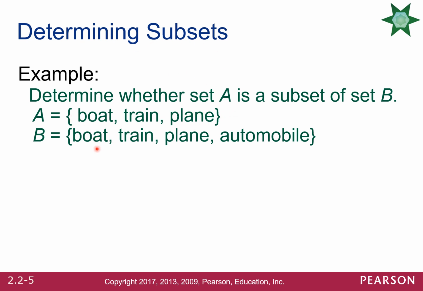Automobile is not in set A, but that's fine as long as the elements of set A are all to be found in set B, then we can say A is a subset, and this is how we are going to write it. A is a subset of B. All right. However, B is not a subset of A. So it's not commutative, so to speak. A may be a subset of B as in this case, but B is not a subset of A because B has the element automobile, which is not in A.